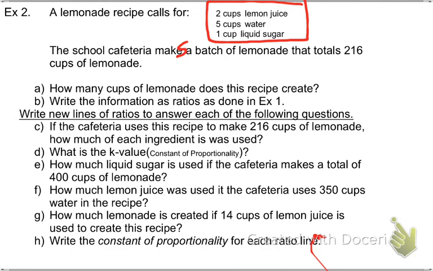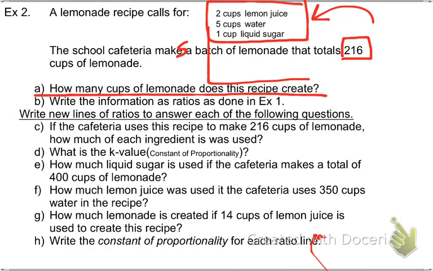That totals 216 cups of lemonade by following this recipe. How many cups of lemonade does this recipe create? So if you're just looking at this recipe, you get 2 plus 5 plus 1. So that's 8 cups of lemonade if you make this recipe only the once.